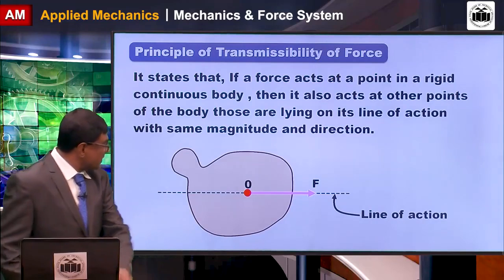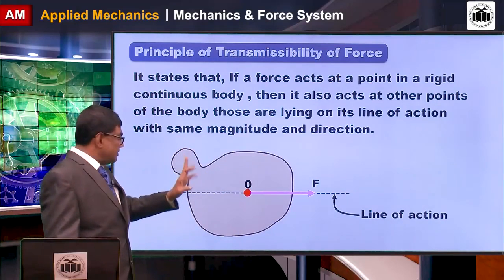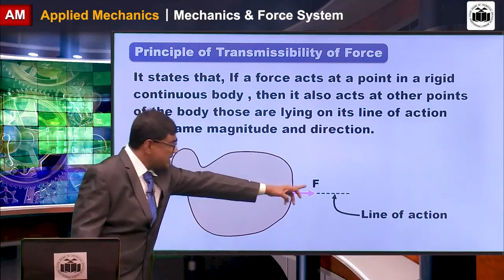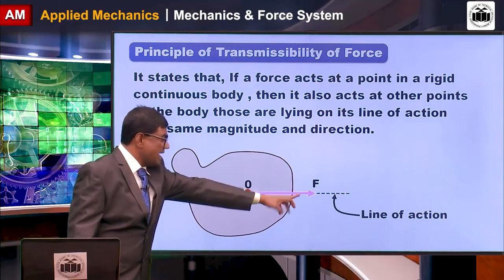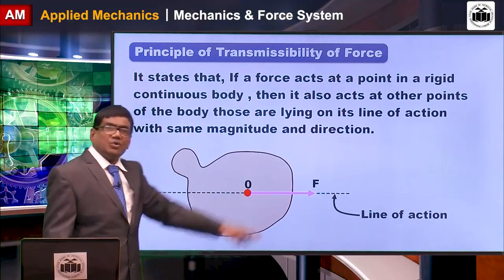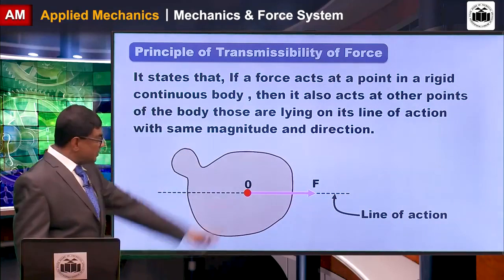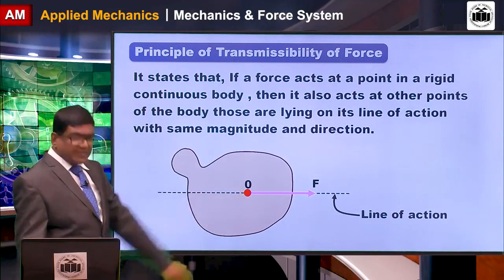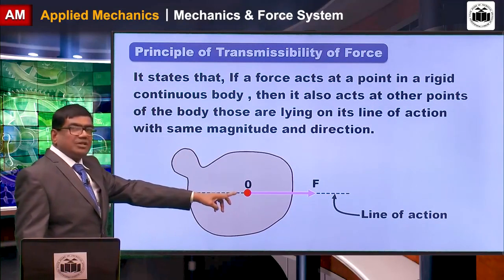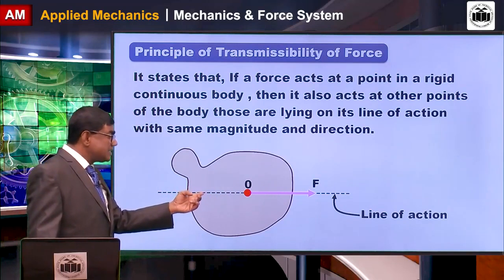Here, this is an irregular body, but it is a rigid and continuous body. The body has a point O at which our force F acts, shown by the arrow. The dotted line extended on either side of the arrow is known as the line of action of the force. This force acts at O, but as per the statement of this law, it also acts on other points of the body that are lying on its line of action.